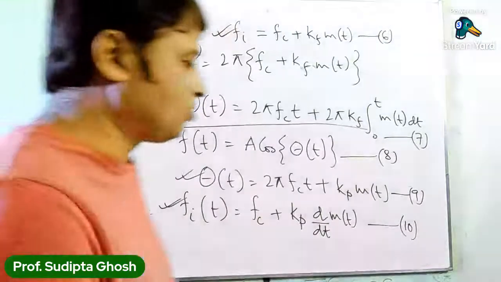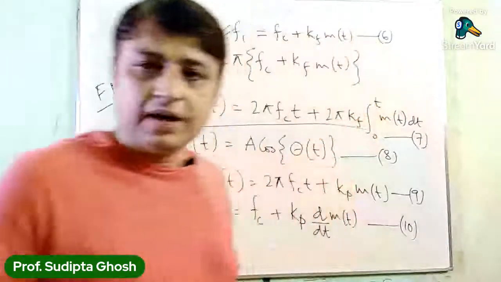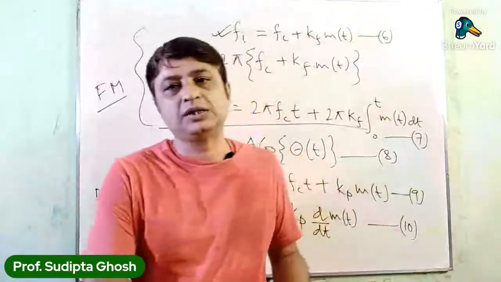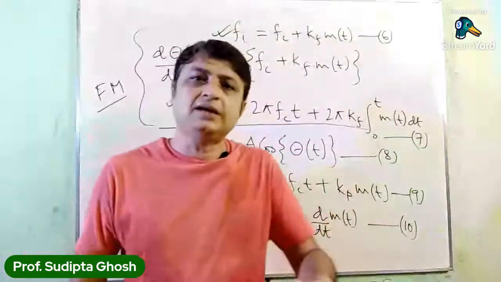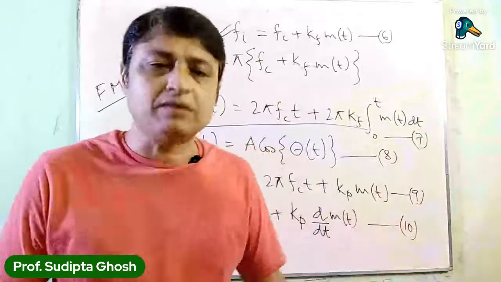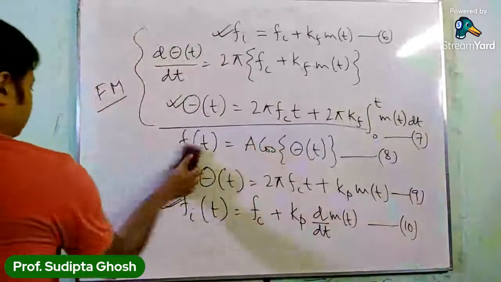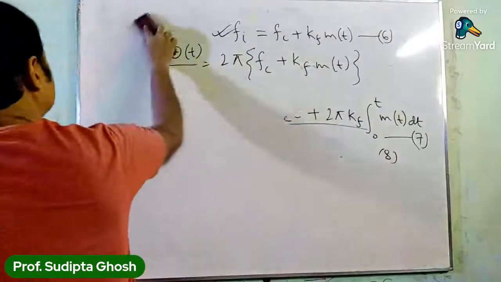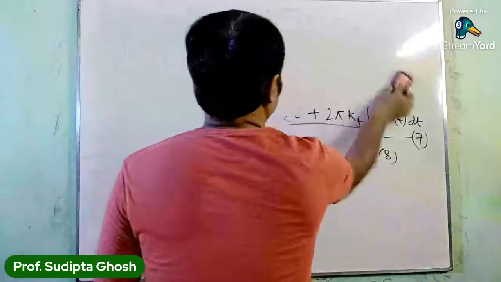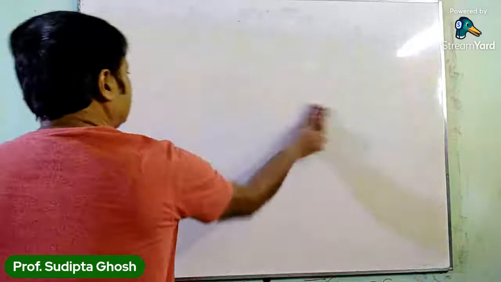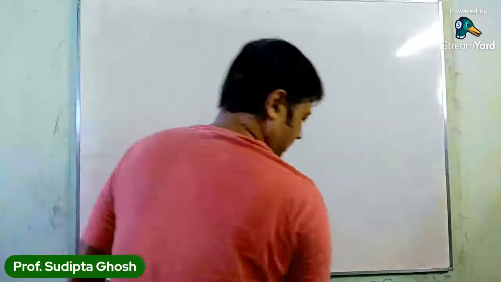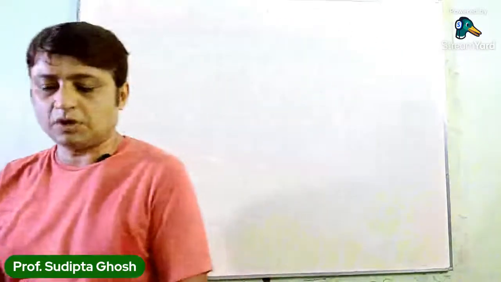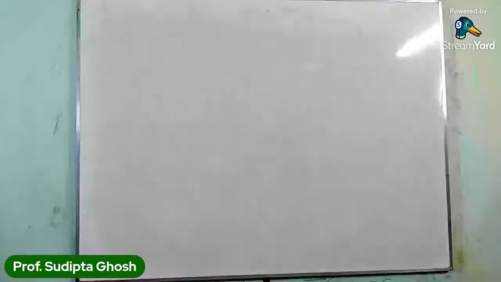So now we are going to talk about the spectrum. Now we are going to differentiate these two topics, that is, frequency modulation and phase modulation. So right now I'm going to talk about the spectrum of an FM wave or an FM signal. I'm not talking about phase modulation right now. I'm considering only frequency modulation. So our topic is the frequency modulation spectrum, or the spectrum of the frequency modulated wave.